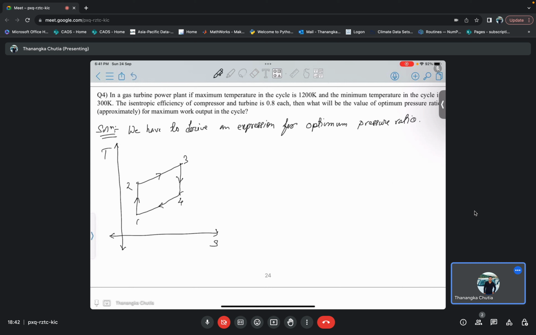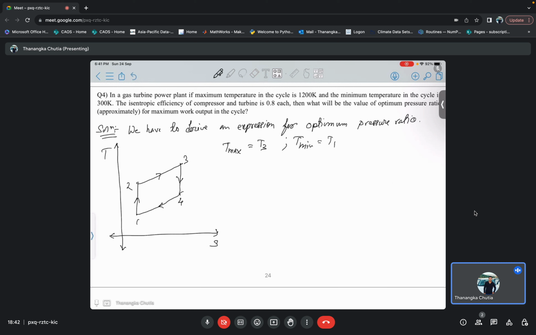So these are the different processes we know. T max is nothing but T3 and T min is nothing but T1. So we will derive an expression for optimum pressure ratio with respect to all these parameters. Now, what is optimum pressure ratio?